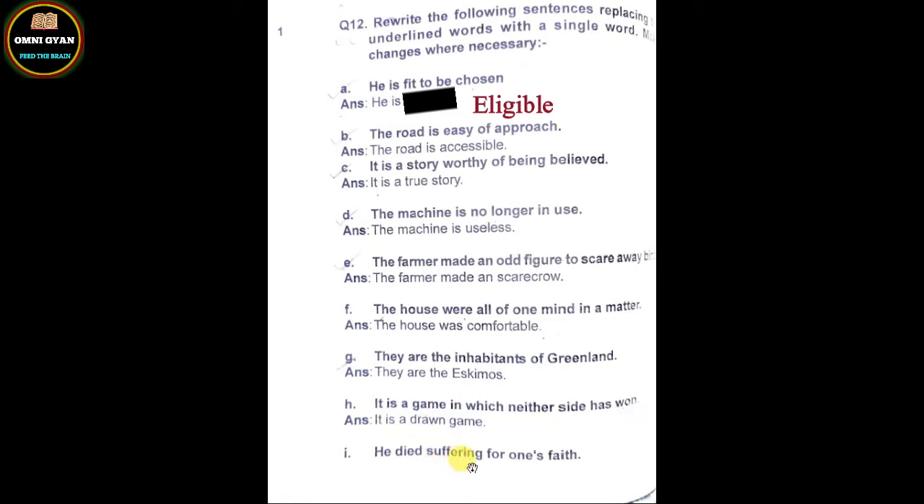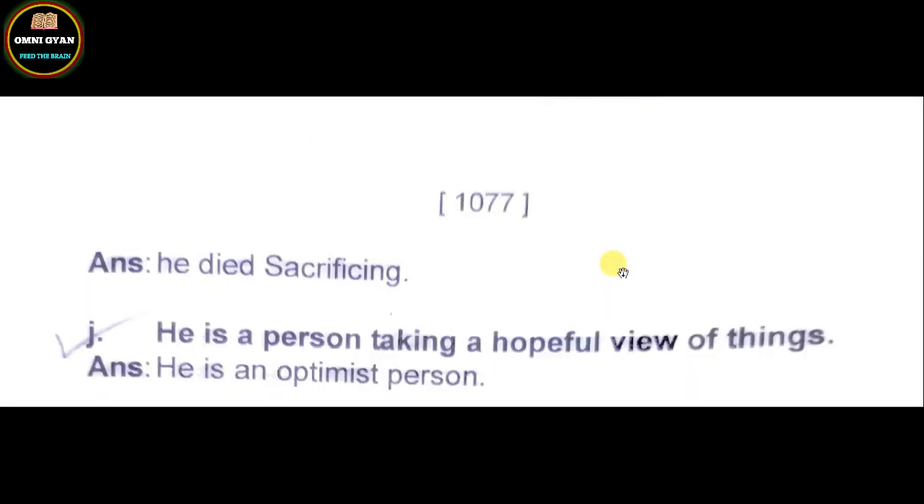He died suffering for one's faith. So suffering for one's faith. We have the answer in the next page. Remember the question. He died suffering for one's faith is, he died sacrificing. Suffering for one's faith is sacrificing, like Jesus Christ did. He died for people's sake. He died for a big cause. So he died sacrificing for our lives.